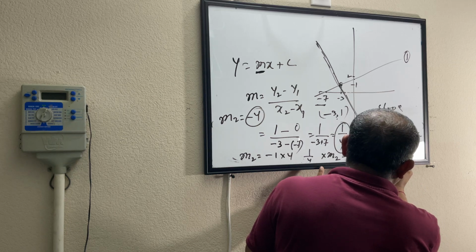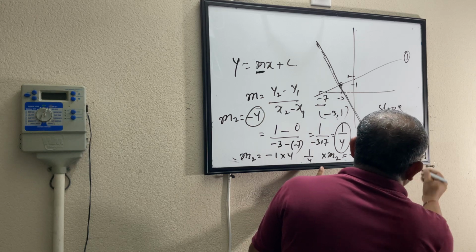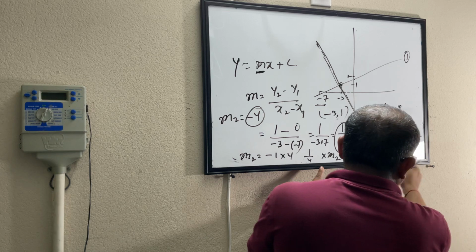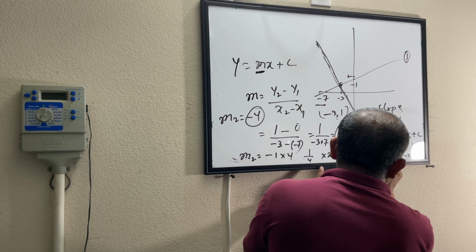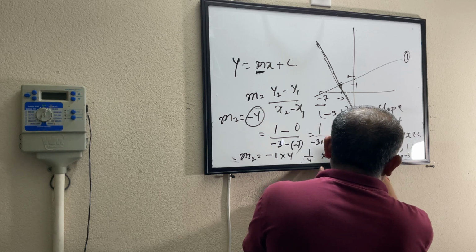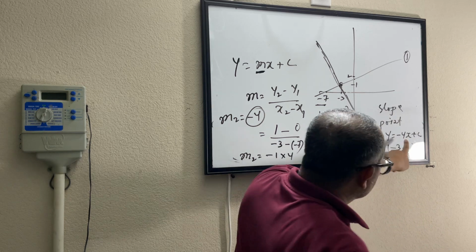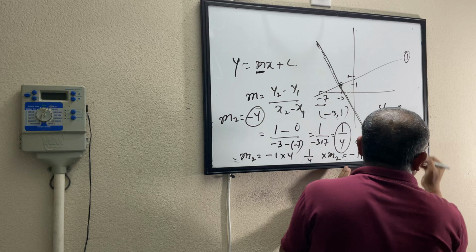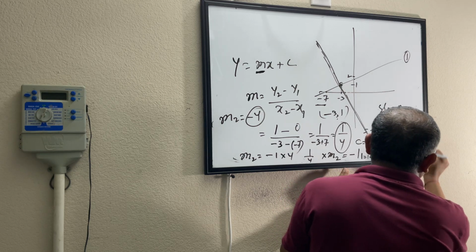My y is 1, equal to minus 4 into x, that is minus 3, plus c. So 4 times 3 is 12 and that becomes positive. 1 equal to 12 plus c. So c equals 1 minus 12, that is minus 11. So you substitute the value for c, your c is minus 11. So this becomes y equals minus 4x minus 11.